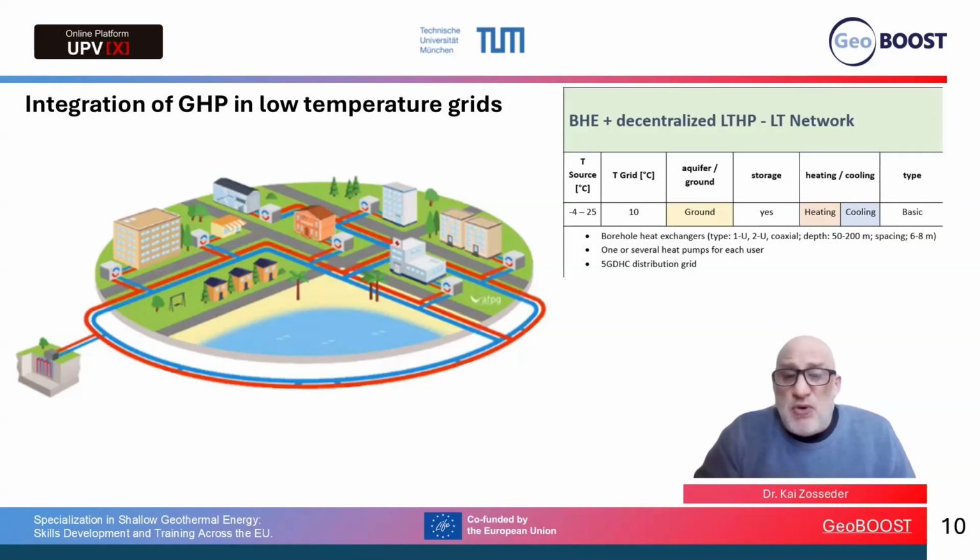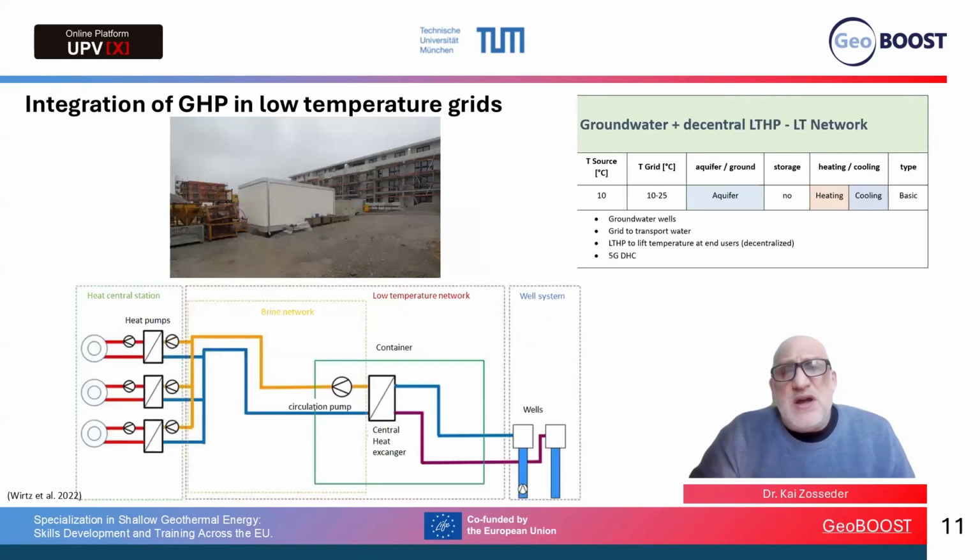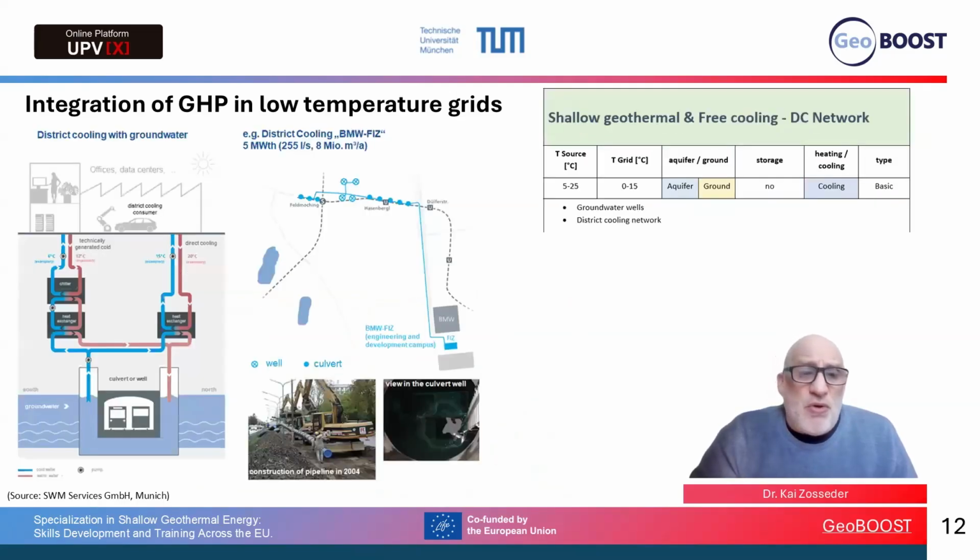So you can use borehole heat exchangers for this, but you can also use groundwater. So with an open loop system here, you have some wells, a well system, and then you have the low temperature network where you have a heat exchanger, but then actually leads this low temperature also to the heat pumps, again in every single building unit. But of course, there are more options.